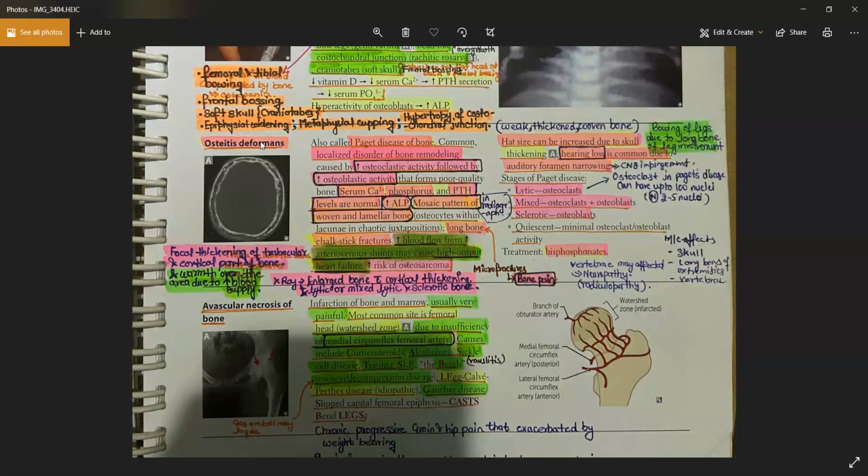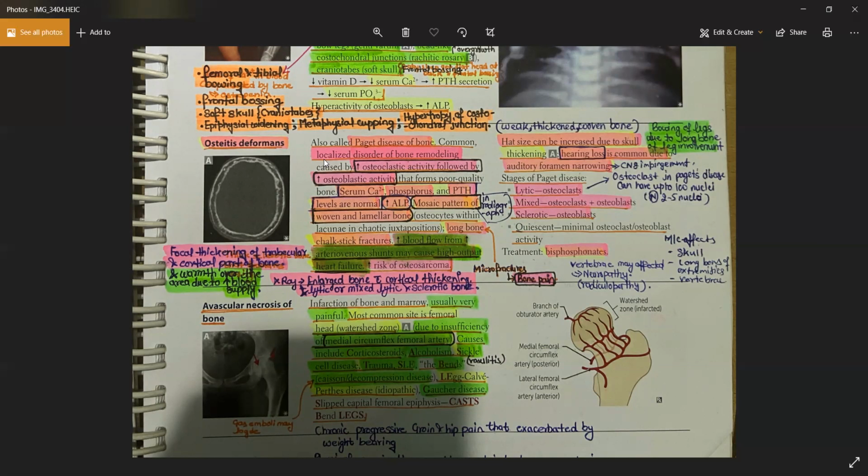Then comes osteitis deformans, which is also known as Paget's disease of the bone. It is a localized disorder of bone remodeling. See, localized, while osteopetrosis is diffuse. It has three stages. In the first stage, you will have a high level of activity of the osteoclast cells, and as a result, the bone resorption will become too much, right? And then the osteoblast cells will become activated, and they start forming the bone.